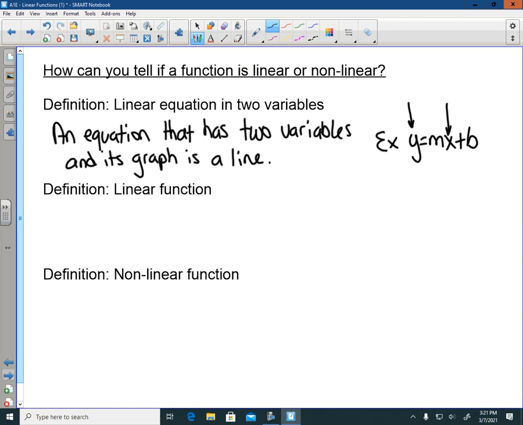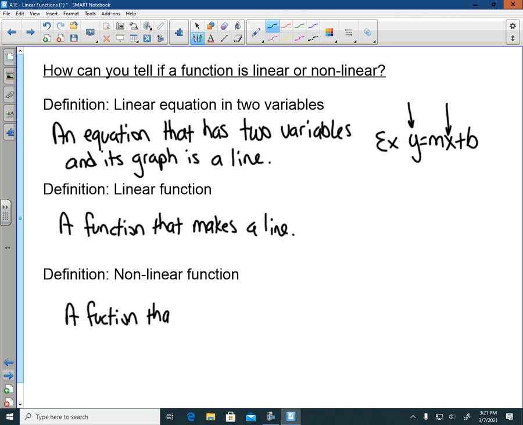A linear function is a function that makes a line. And these are great. Linear functions are very cool. And then non-linear functions are also great, but we want to be able to tell the difference. A non-linear function is a function that does not make a line.